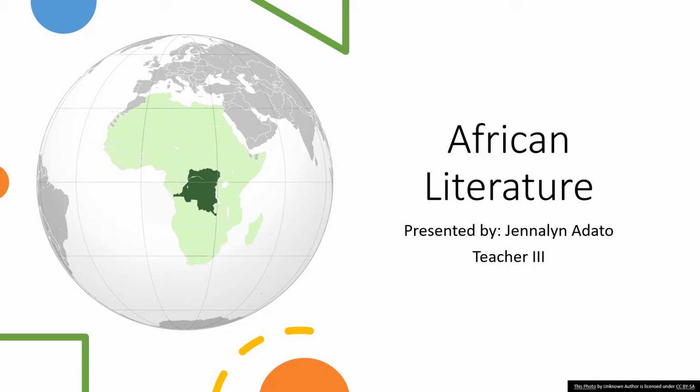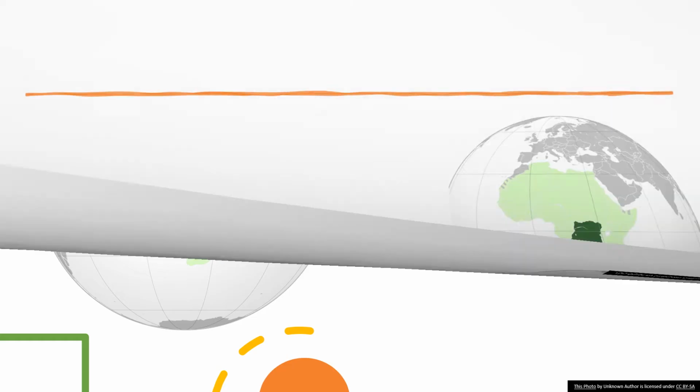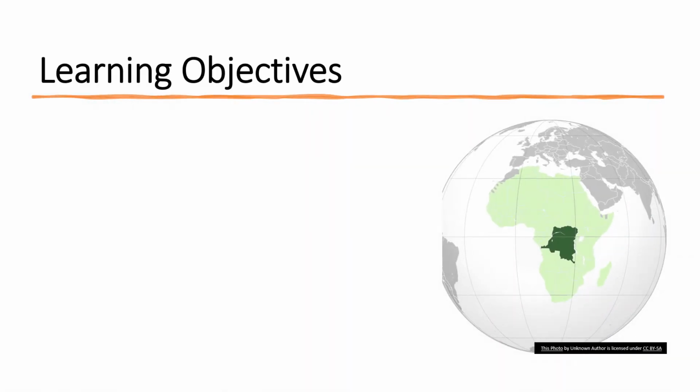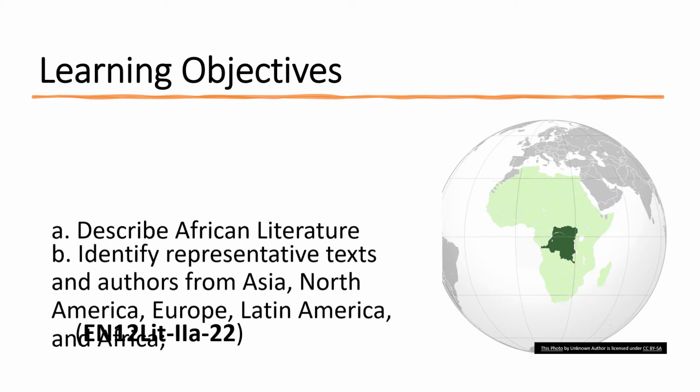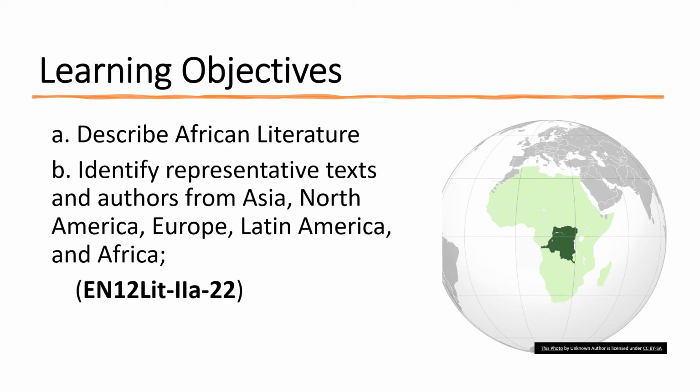To start with, I will be presenting with you the learning objectives for this lesson. First, describe African literature. And second, identify representative texts and authors from Asia, North Africa, Europe, Latin America, and Africa.